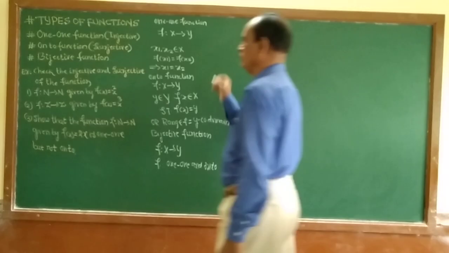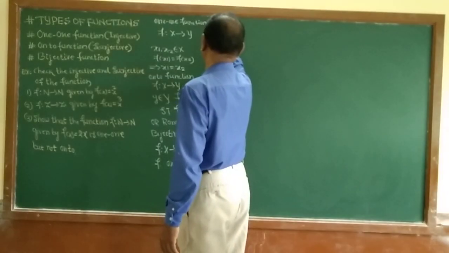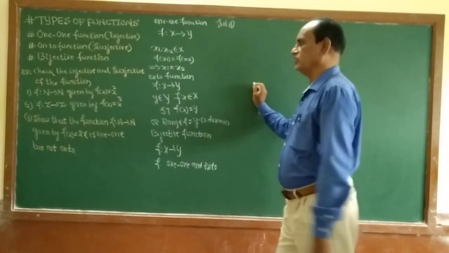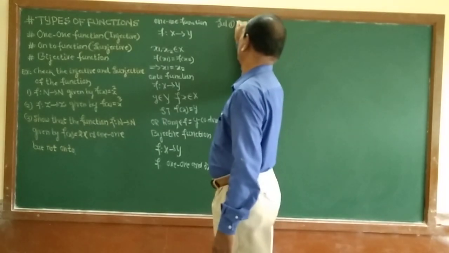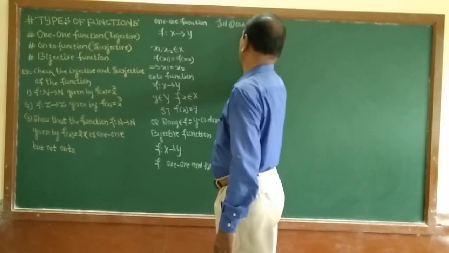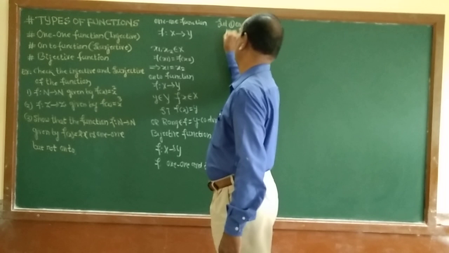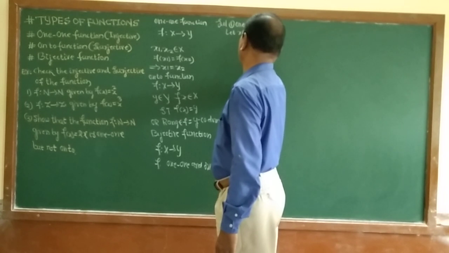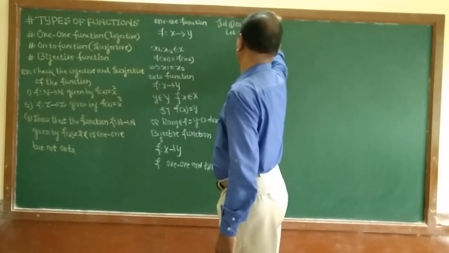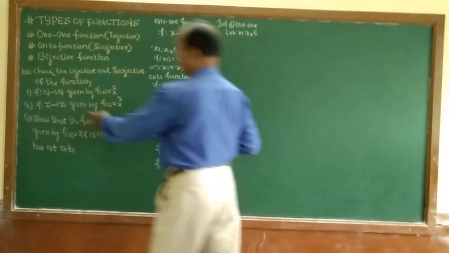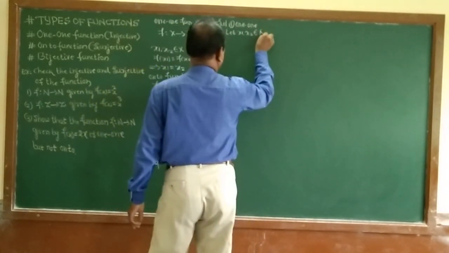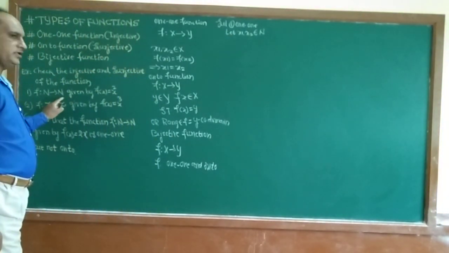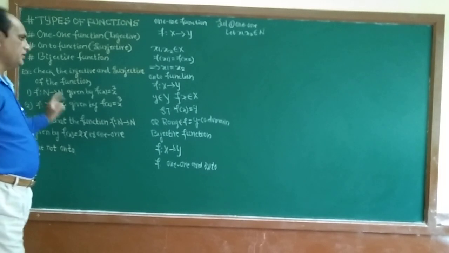Okay, so the solution for the first example. Check the injective and surjective nature of the function. So starting with the one-one function, it is very simple. For a one-one function, let x1 comma x2 belongs to capital N. Here X is the domain, which is N, and Y is the codomain.